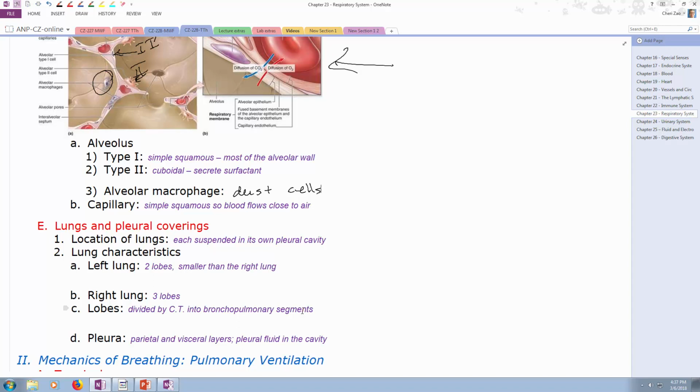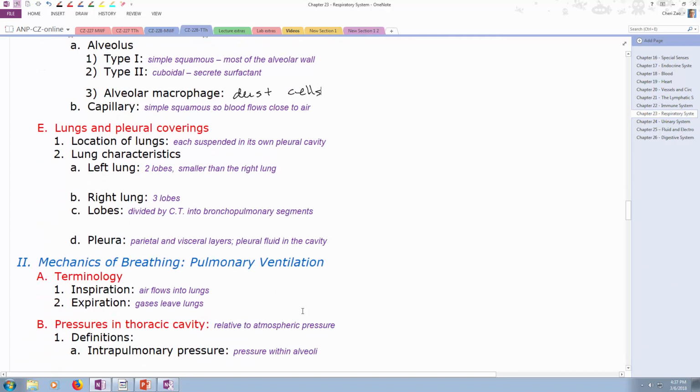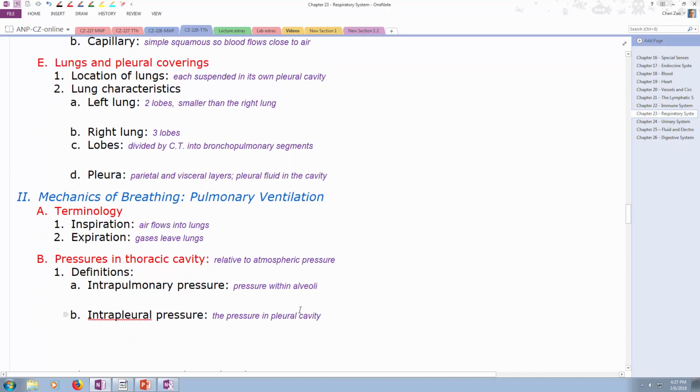Capillary, indeed, simple squamous epithelium, also known as endothelium, and blood is flowing very, very close to the air because the only other separation is the type 1 cells on the other side and the basement membrane.